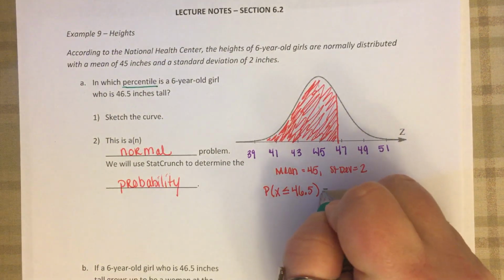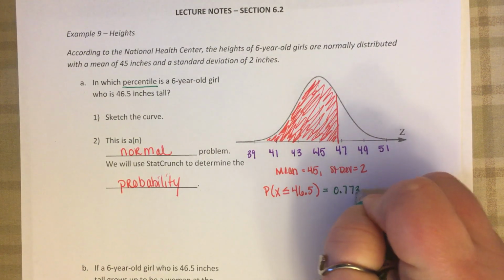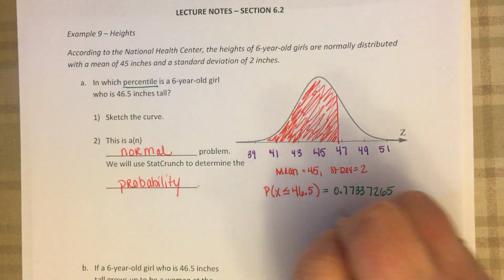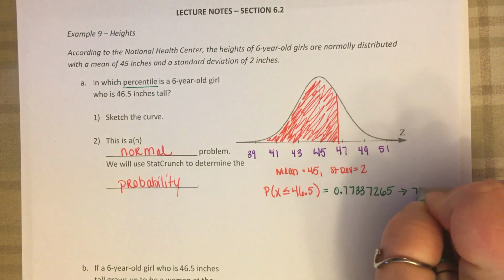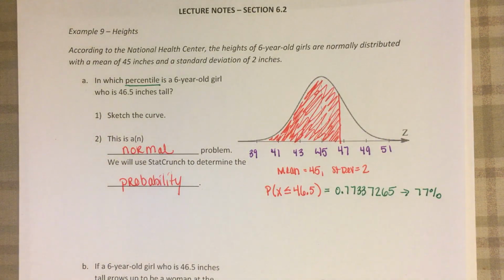So that's what we're going to enter. And then what we're going to get out, 0.77337265, which rounds to about 77%. So in example A, we are asked to find a probability. We are asked to find a percent. Right? This is one of our forwards problems from the first half of section 6.2.